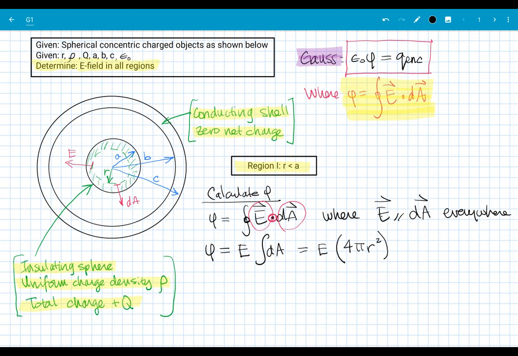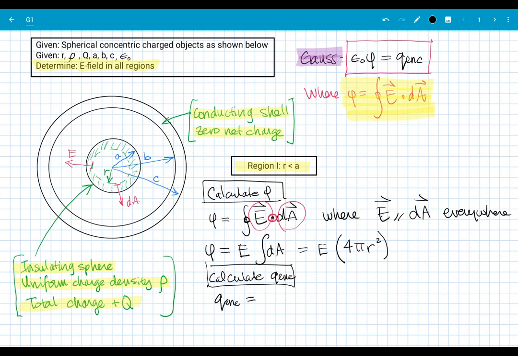Now I need to figure out the right side. So the next step here is to calculate the enclosed charge. So we calculated phi. Now we need to calculate the enclosed charge. So my charge enclosed here, I'm not enclosing the whole ball, so I can't just say Q, right? But I know the charge density.